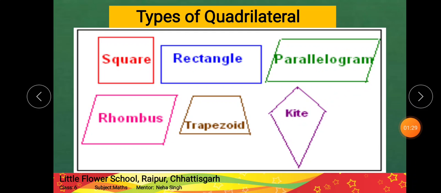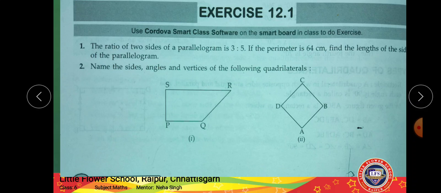Now rhombus, what do you mean? Opposite sides of a rhombus are equal as well as parallel. And trapezium, only one pair of opposite sides is parallel, so it is called trapezium. Here we can see this side is parallel to this side, but these two sides are intersecting. Parallel means that they will never meet with each other.